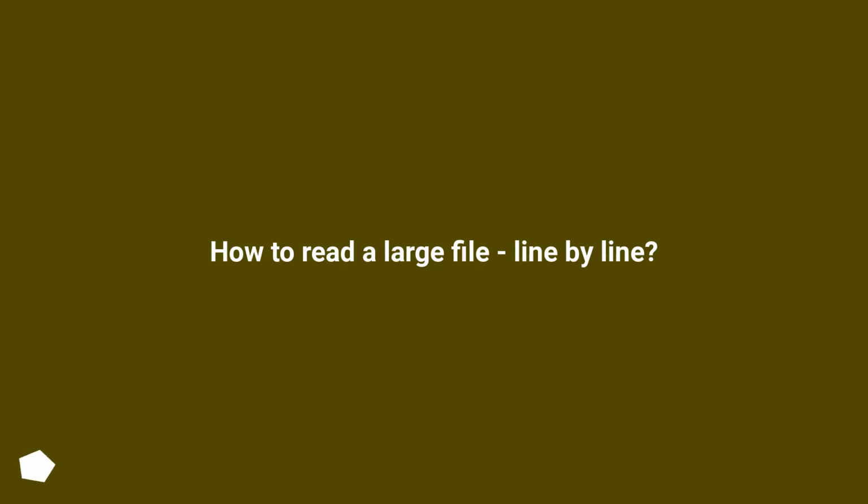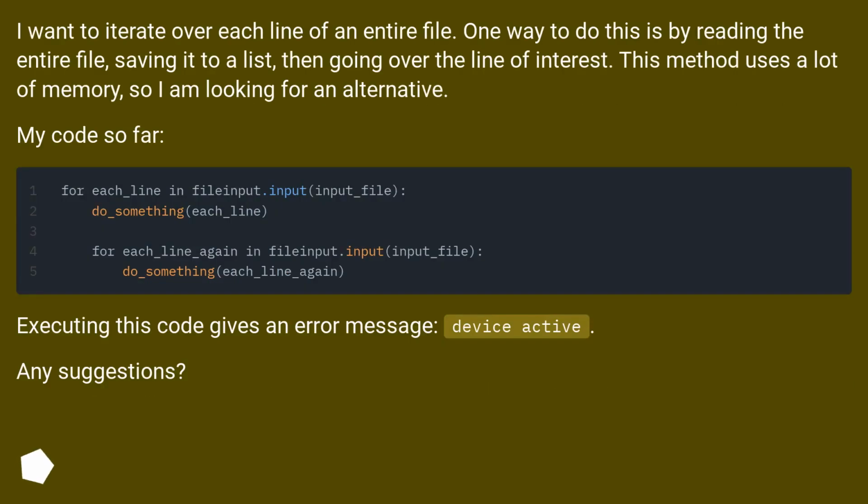How to read a large file, line by line. I want to iterate over each line of an entire file. One way to do this is by reading the entire file, saving it to a list, then going over the line of interest. This method uses a lot of memory, so I'm looking for an alternative.